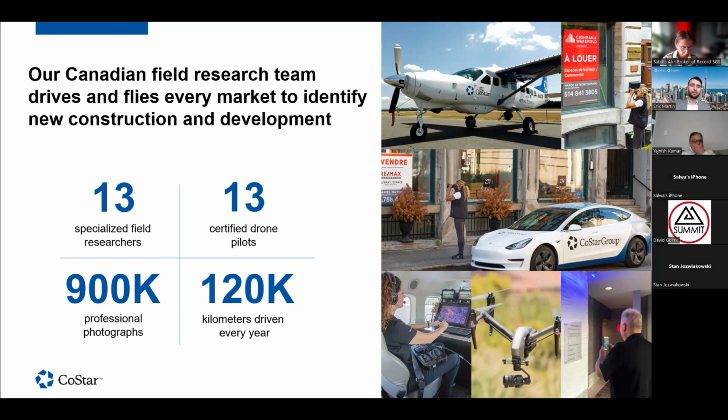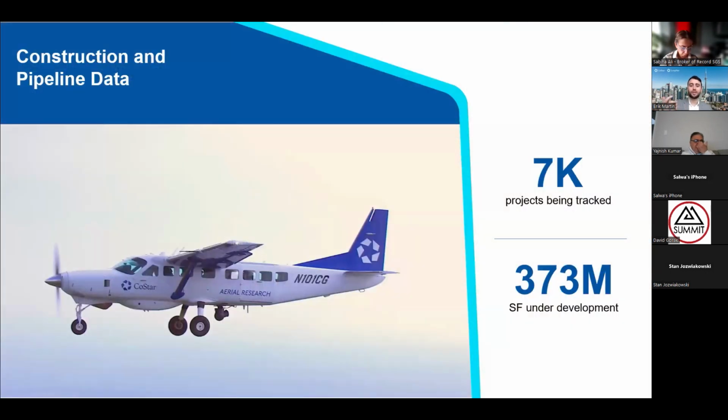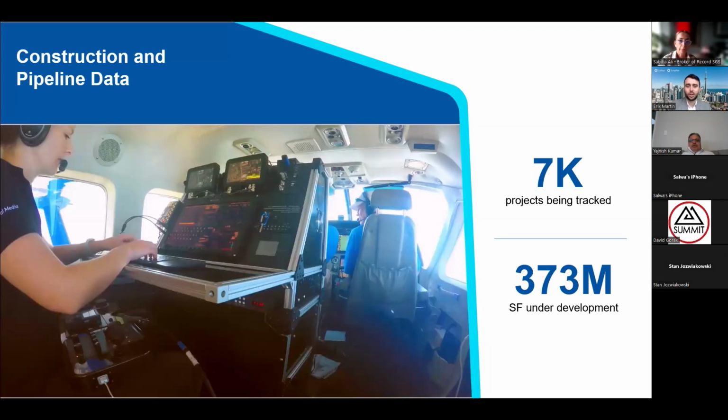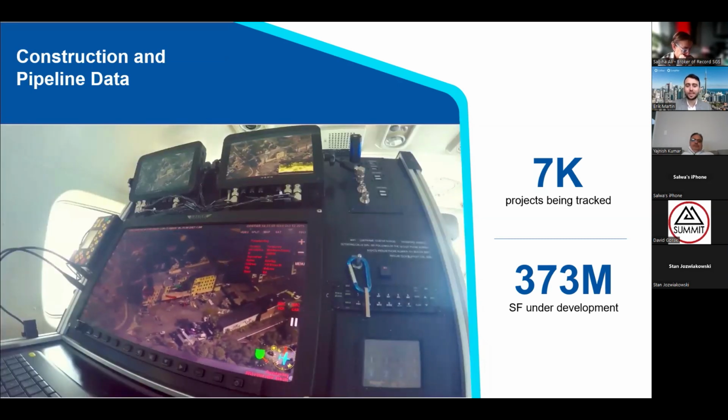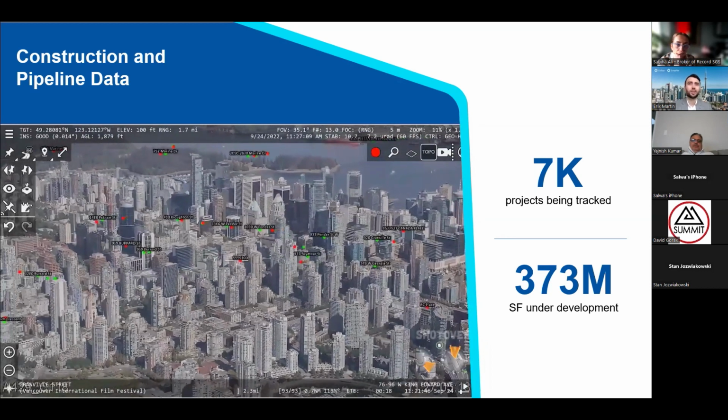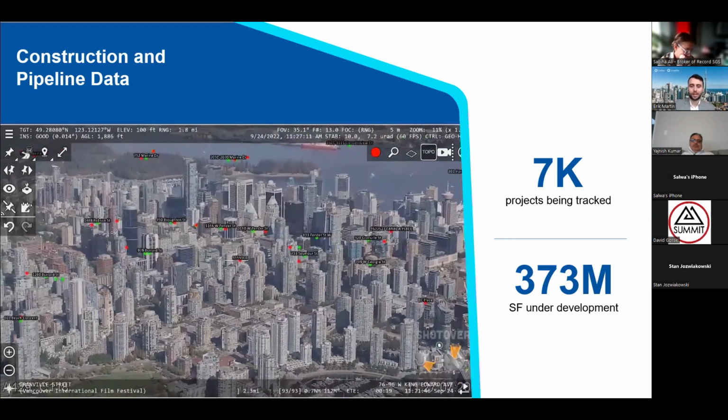So this team, the field research team, they're driving cars, flying drones, and even the CoStar plane, which comes to our major markets every year or so. We got a plane that flies over the city, captures new development activity. It's quite impressive. It's coming back to Toronto this summer. Maybe I get to go up in it if I'm lucky.